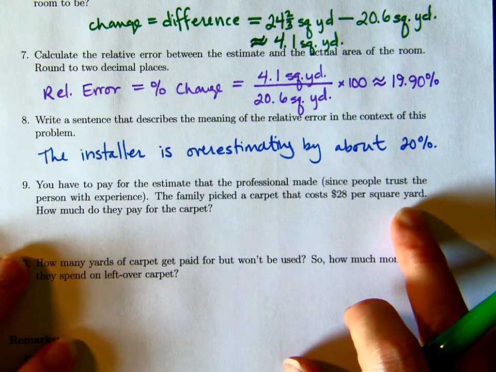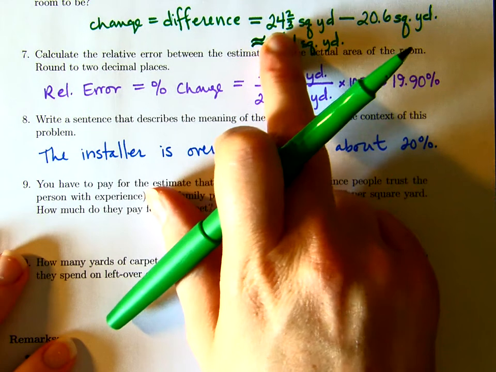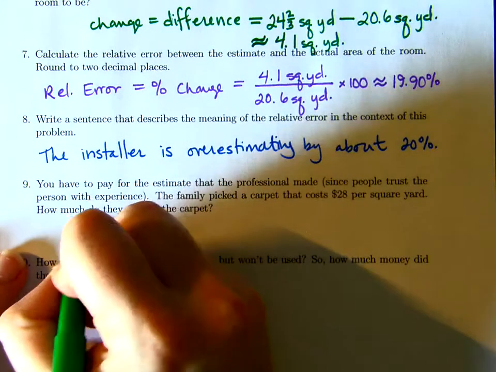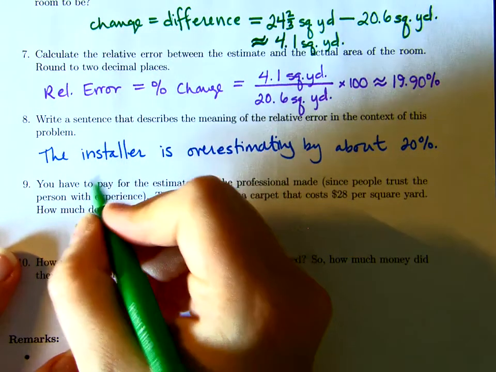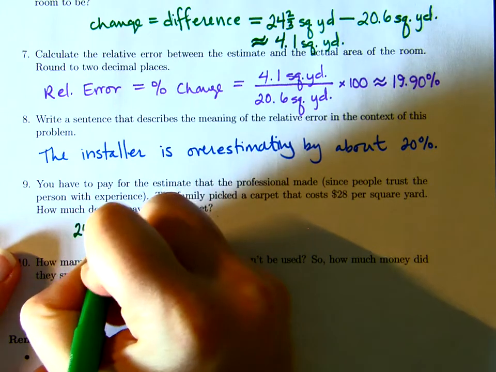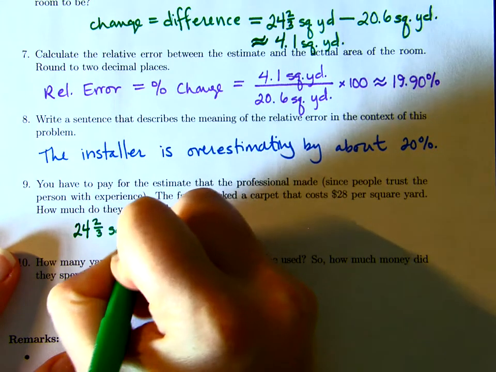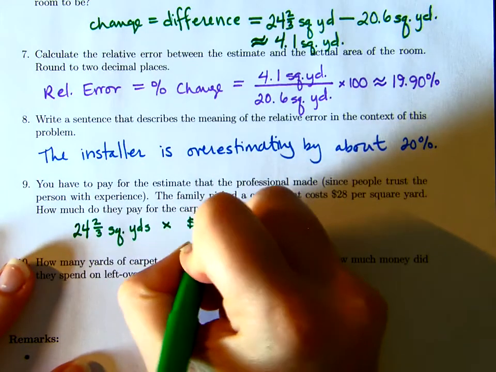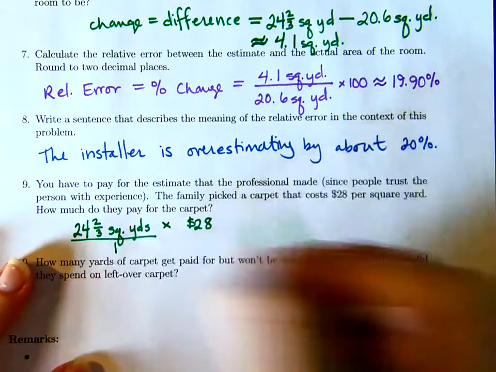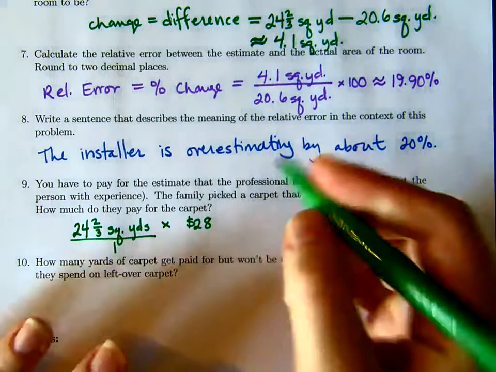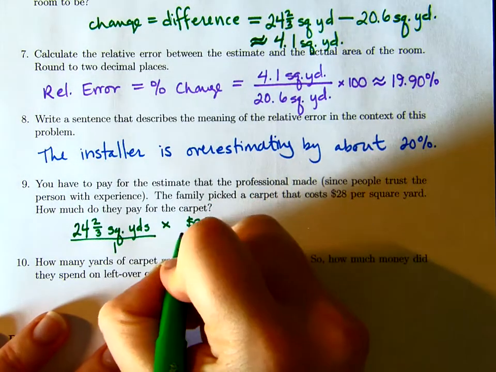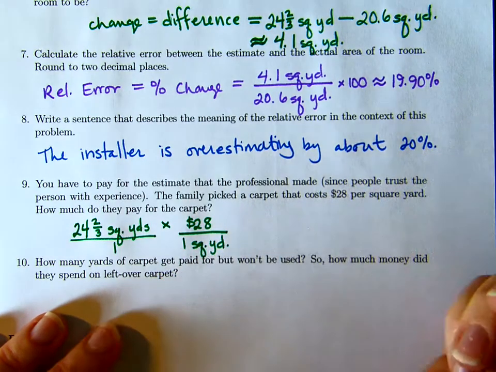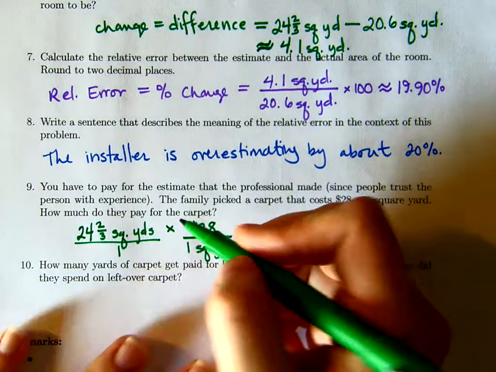So here we go. Their estimate was 24 2/3 square yards. So 24 2/3 square yards times, that is our whole room, if you want to keep these handy, $28 per 1 square yard is the cost rate.